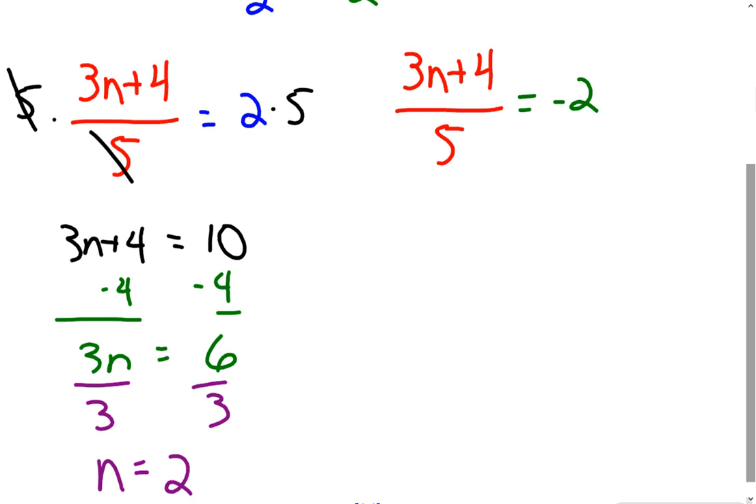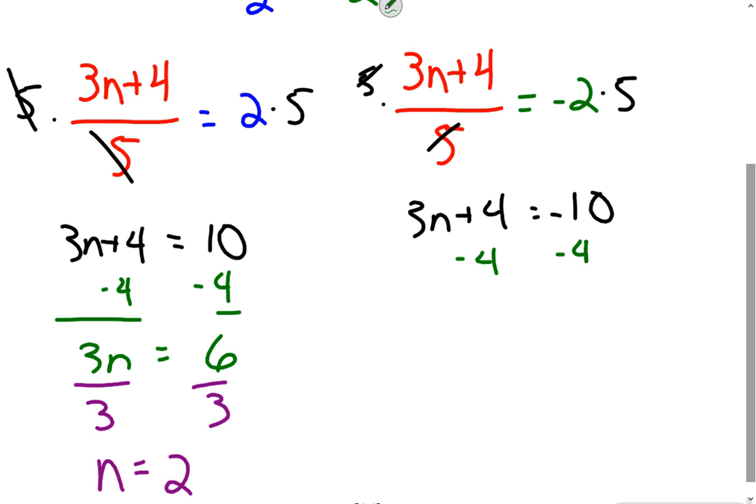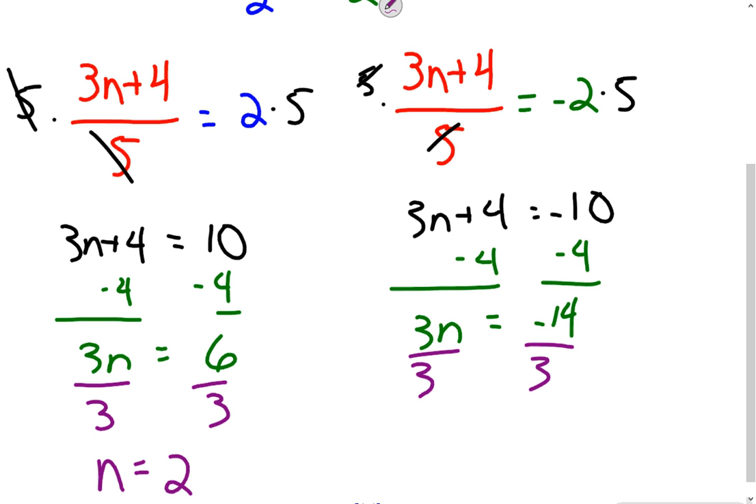Now I have this other one on the right side. I've solved this one. And again, I'm going to get rid of my fraction right away. My 5's are going to divide out. I'm left with 3n plus 4 equal to negative 10. Continue to solve by subtracting 4 on both sides. And now I end up with 3n equal to negative 14. And then last but not least, divide both sides by 3. This time we get a fraction. We find out that n equals negative 14 over 3.